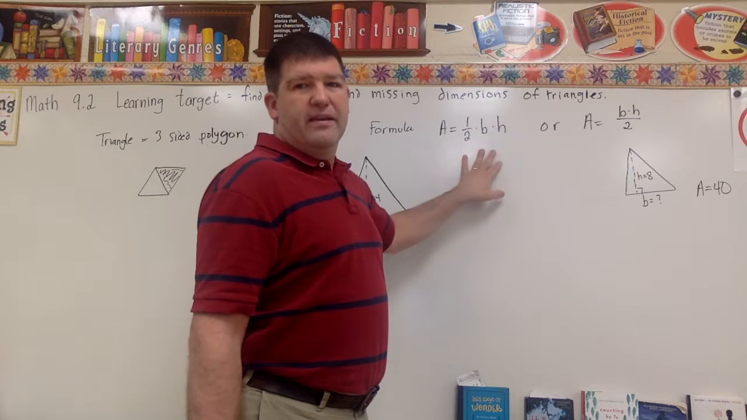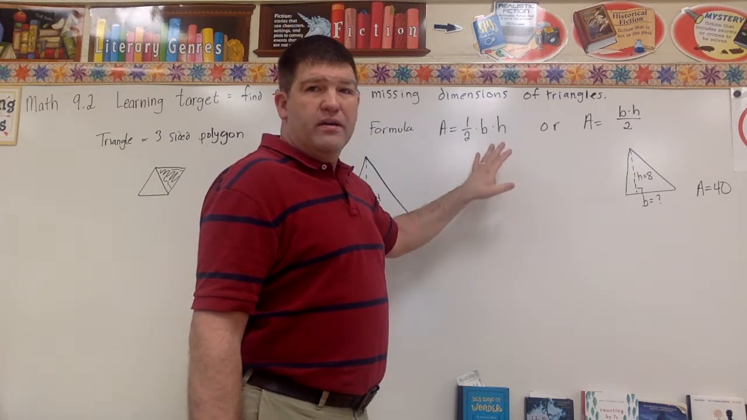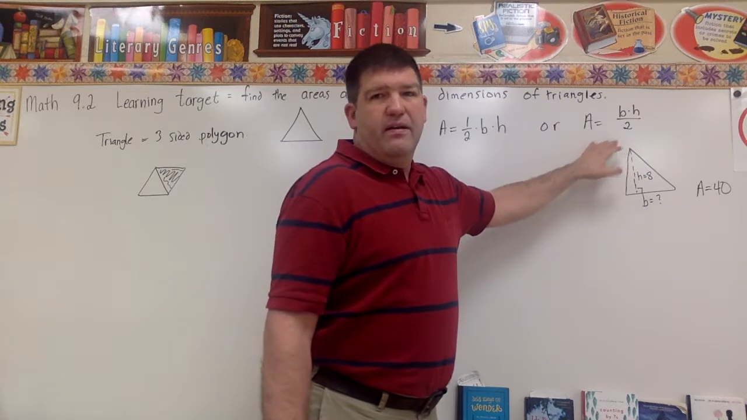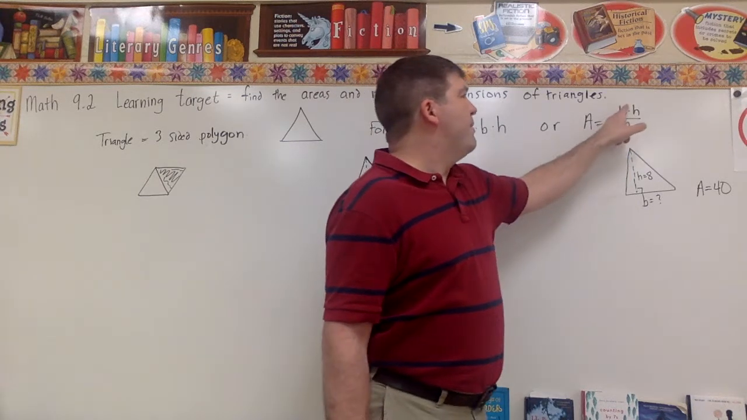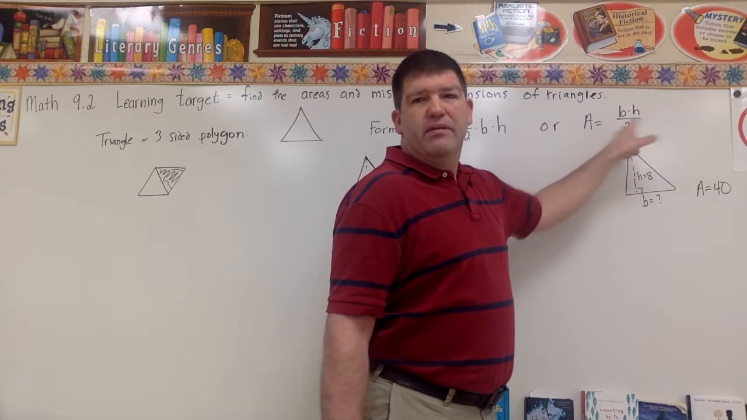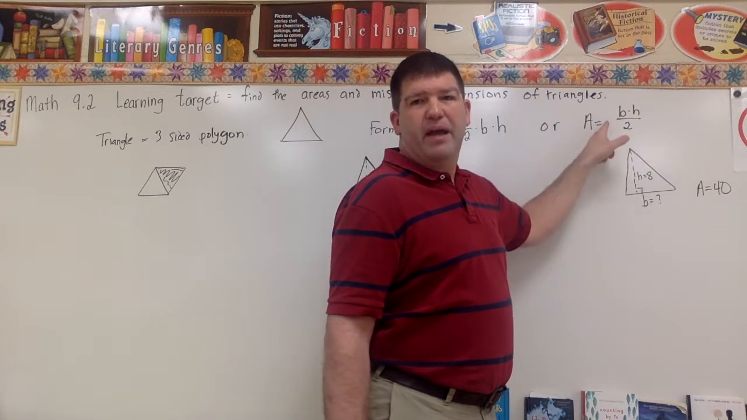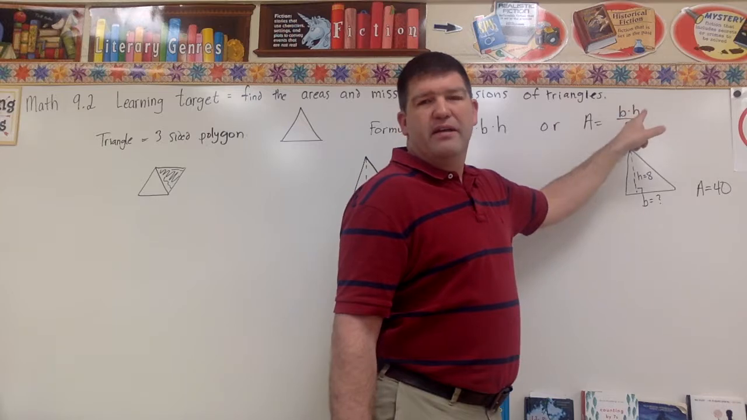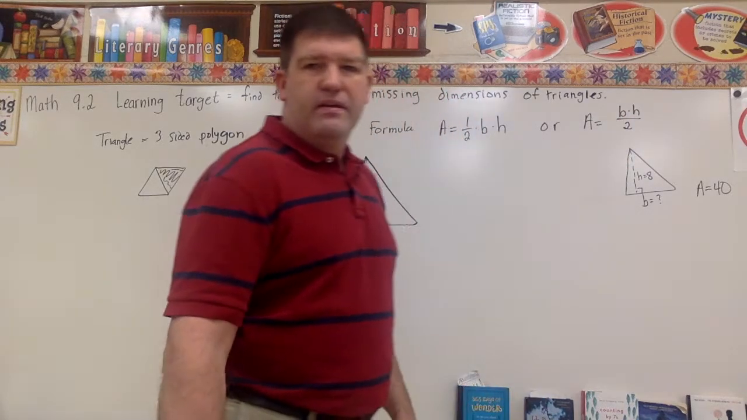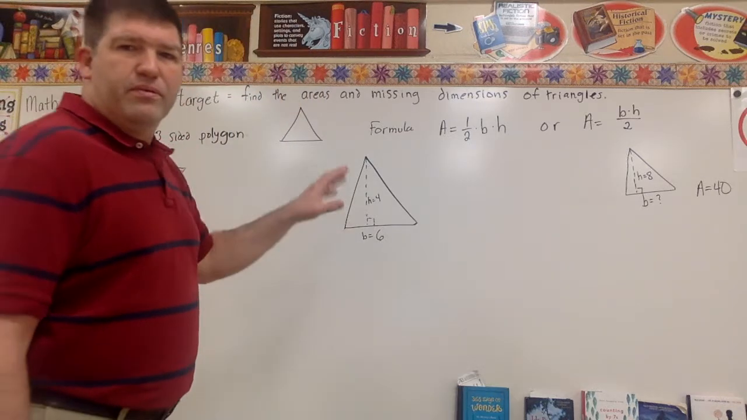So you could do it like this, or it's exactly the same. Area equals your base times your height over 2. And we know that this line right here means divided by. So it's base times your height, get that, divided by 2. That will get you the area. We'll do this a couple ways. We'll do it both ways.